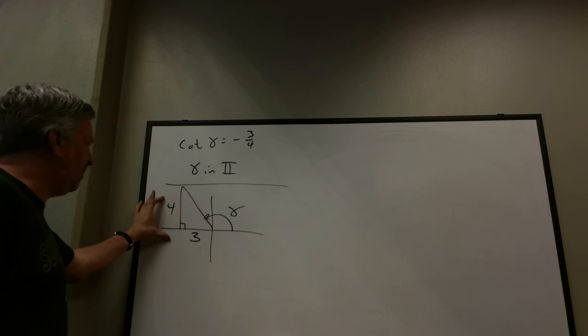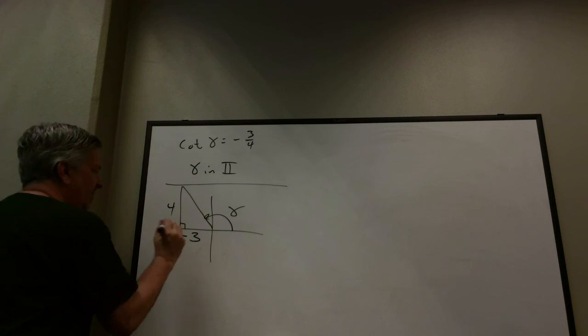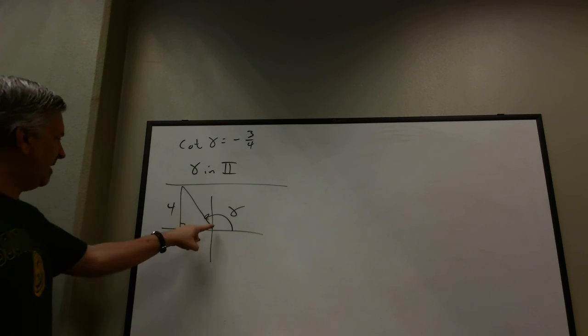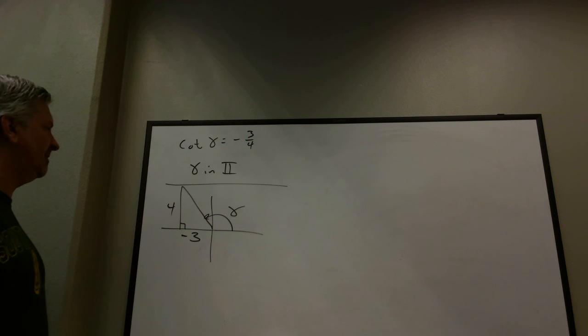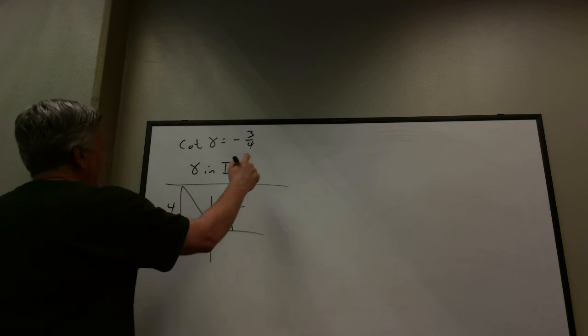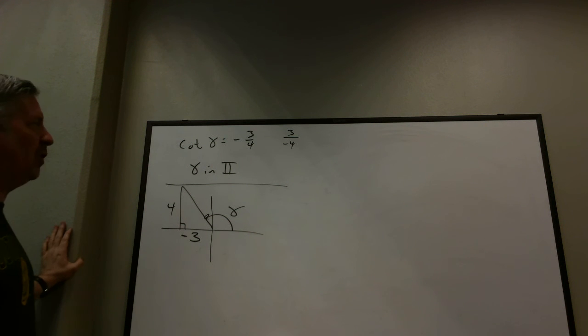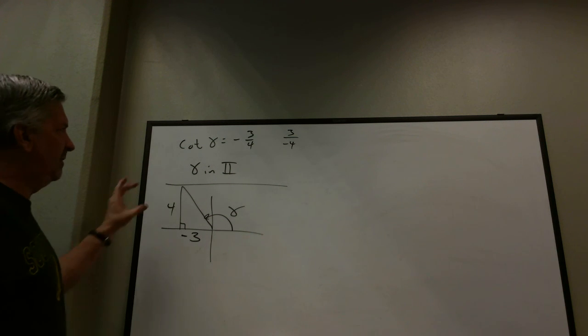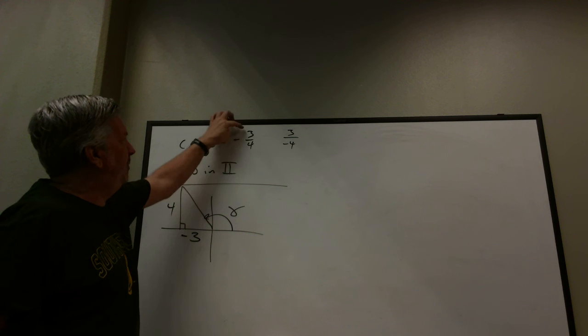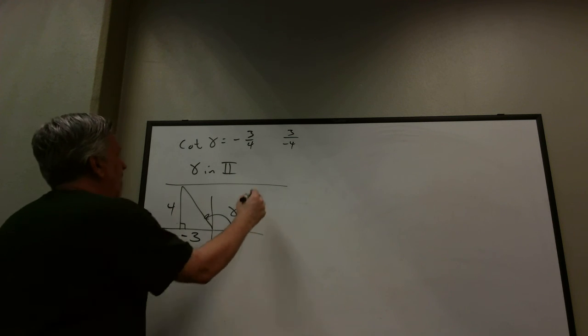Now look at your picture. You know where the negative goes. The negative is on the 3, because in the second quadrant, x is negative and y is positive. So be careful. If they had written this as 3 over negative 4, that doesn't mean the negative is on the 4. Think of it this way: the negative could be on the 3 or the 4.